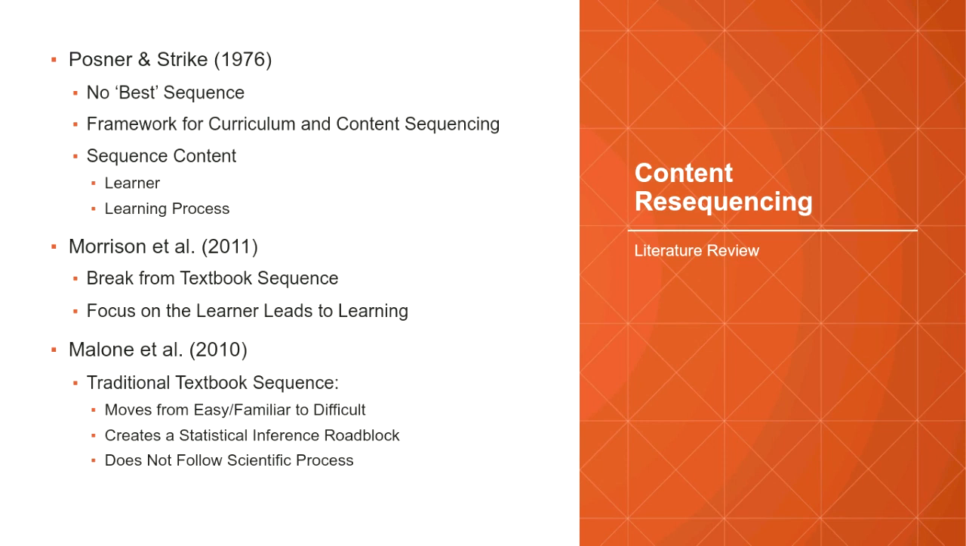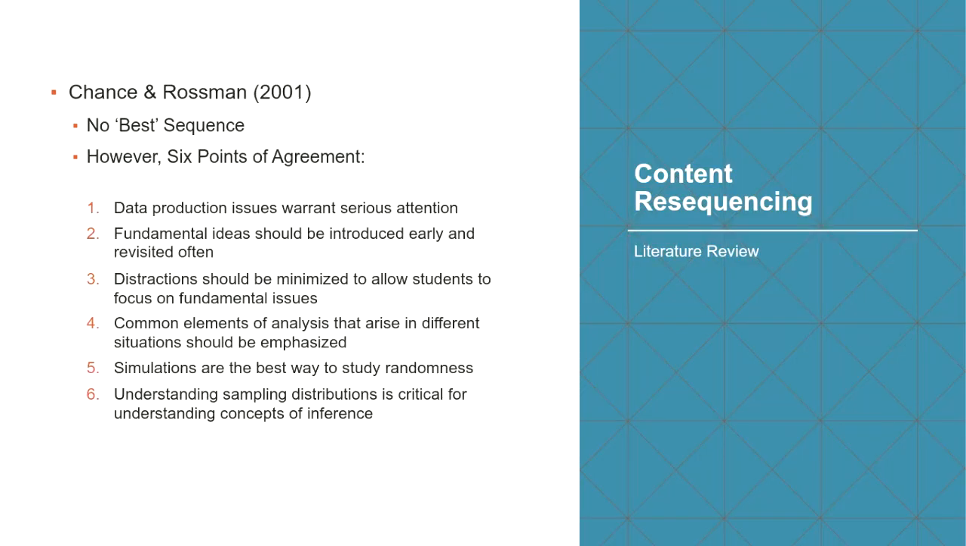We need to sometimes break from the textbook sequence that moves from easy and familiar to difficult and has this statistical inference roadblock when we reach sampling distributions and doesn't follow the scientific process. Connected processes seem disconnected to the learner. Chance and Rossman mentioned this in 2001, and in combination, their 6 points of agreement suggest that statistical inference should be discussed early and revisited often, repeated in different settings several times during the course, so that we have time to absorb the material and time to resolve faulty reasoning before students leave our room.